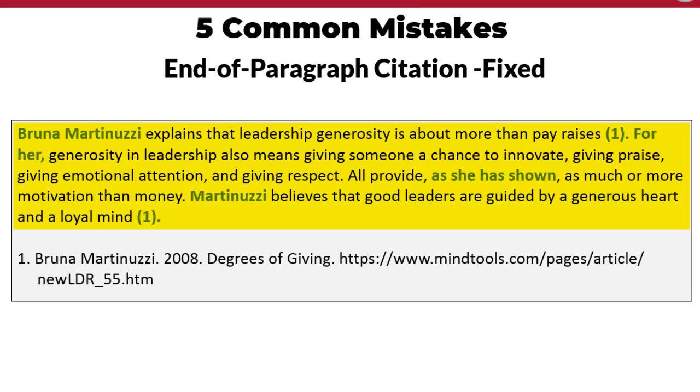Bruna Martinuzzi explains that leadership generosity is about more than pay raises. For her, generosity in leadership also means giving someone a chance to innovate, giving praise, giving emotional attention, and giving respect. All provide, as she has shown, as much or more motivation than money. Martinuzzi believes that good leaders are guided by a generous heart and a loyal mind.